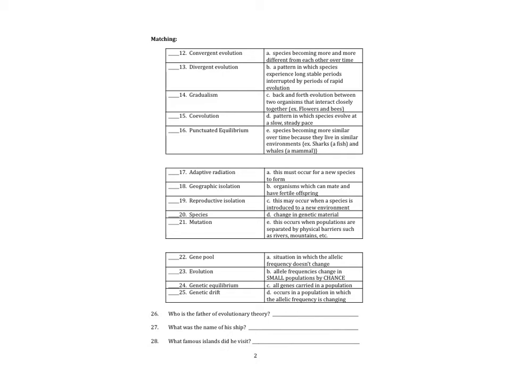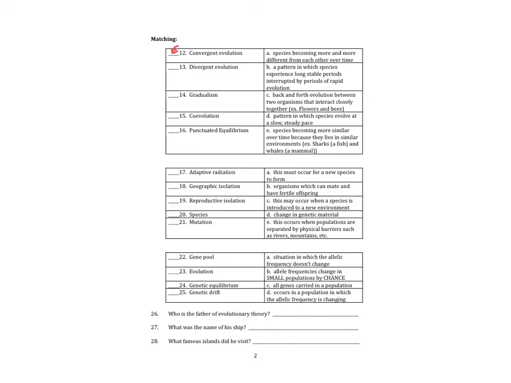Next, we'll go over some multiple choice, or some matching. So number 12 says convergent evolution. You should have found that convergent evolution is letter E, and that is species becoming more similar over time because they live in similar environments.